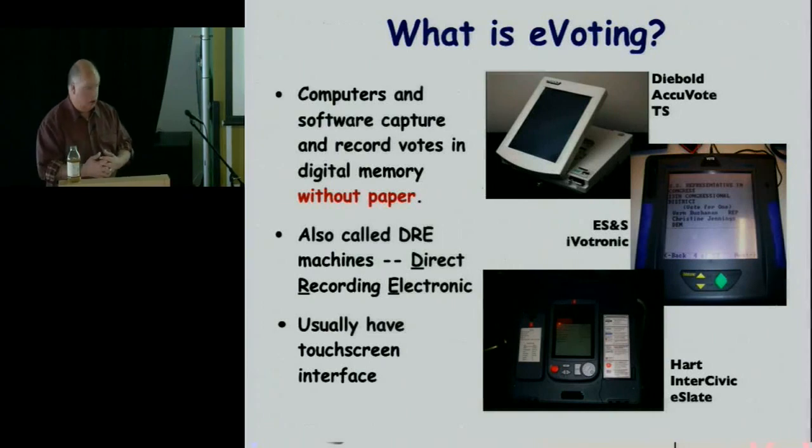Those machines are called DRE machines, direct recording electronic machines. They usually have touchscreen interfaces, but not all. Here are three different brands of them that are in use in the United States. The Diebold machines, the ES&S machines, and the Hart machines. Two of these are in use in California.